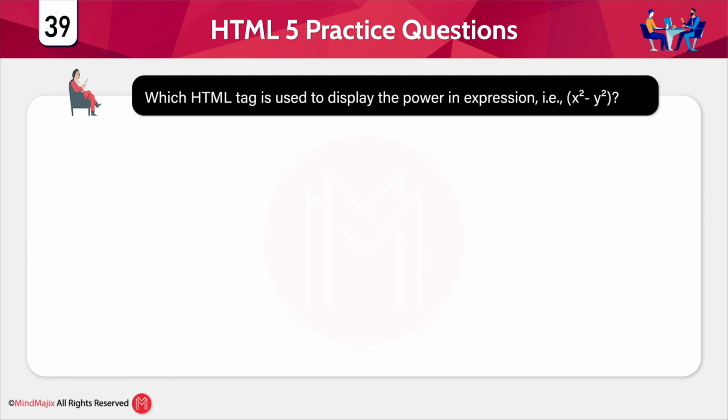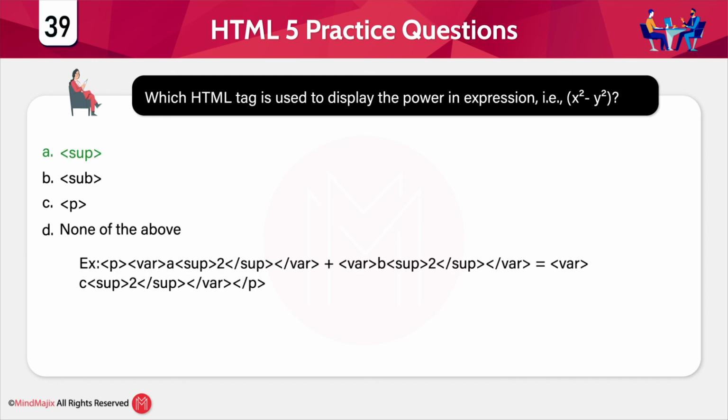Let's see the 39th question. Which HTML tag is used to display the power in expressions? See, x square minus y square, or x square plus y square equal to z square. In order to display power in expressions, which tag do we use? SUP tag, SUB tag, P tag, or none of the above. Obviously, the SUP tag.